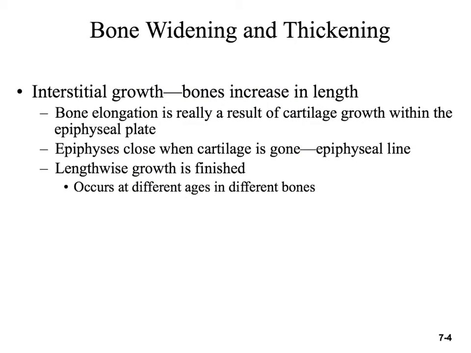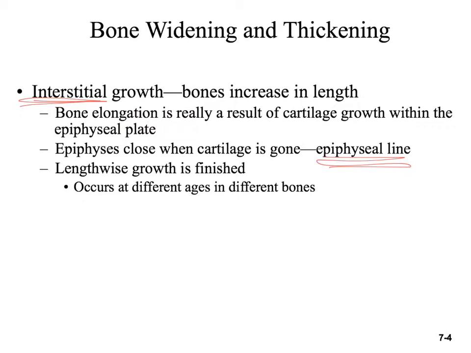All right, so the first type of bone growth we want to talk about is bones increasing in length, and that is called interstitial growth. It says here, bone elongation is really a result of cartilage growth within the epiphyseal plate. So again, chondrocytes being replaced with osteocytes. The epiphyses close when the cartilage is gone, and you're left with that epiphyseal line.